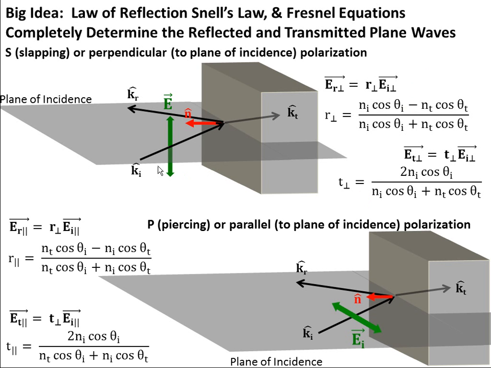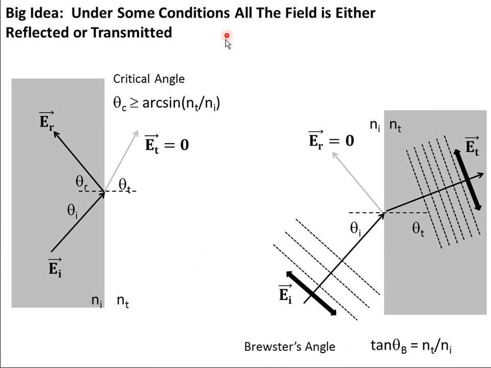We have similar equations, but slightly different, for what we call p-polarization or parallel polarization, and this is the case where the electric field vector lies in the plane of incidence rather than sticking up and down from it. And as you can see, we've got different sets of Fresnel's equations that look very similar, but they also calculate the reflected and transmitted electric fields. It turns out that Fresnel's equations give us two special cases.